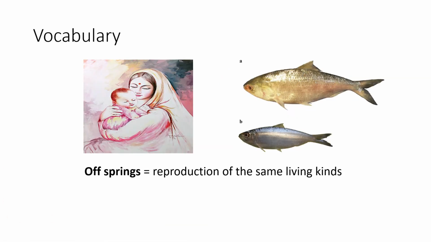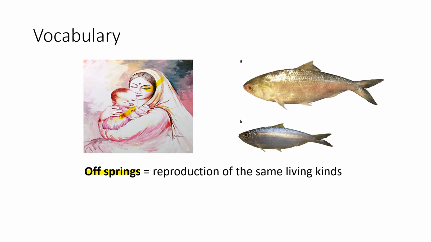So, well, now it's time to know the unknown vocabulary, right? The first one from the list is offsprings, and this means reproduction of the same living kinds. You can see there's a mother with her baby, right? And the mother is a human being. The baby is also a human being, right?